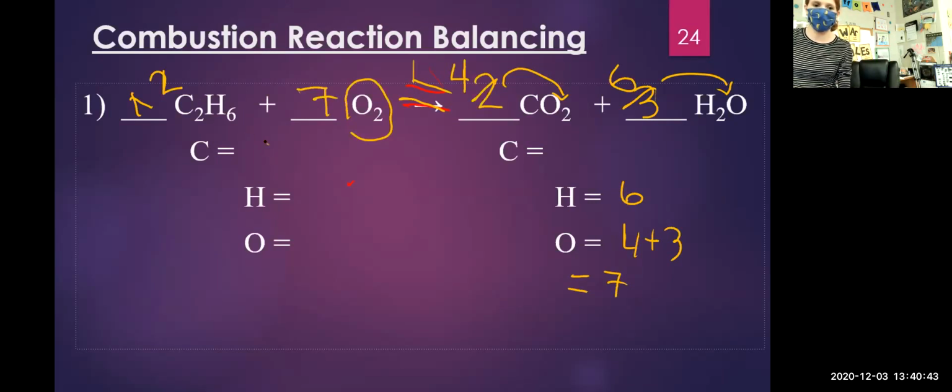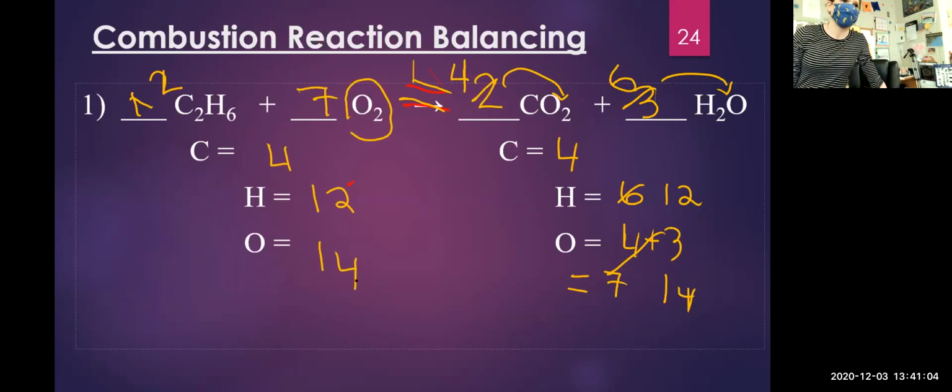So I've got 4 carbons on the left. I've got 4 carbons on the right. I've got 12 hydrogens on the left side. I've got 12 hydrogens on the right side. And now I have 14 oxygens on both sides. So I'm following the laws of conservation of mass.